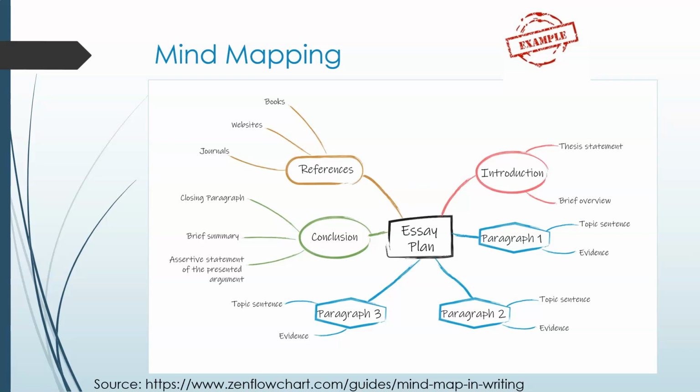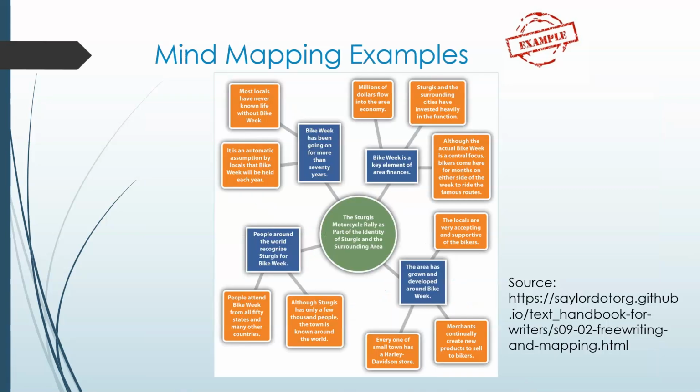While this mind map shows the skeleton of how you might plan out an essay, let's look at a somewhat different example that has the information filled in. You can see here that, as with all mind maps, the core idea is in the center, in this case, in a green circle. In this case, the person has already decided on their thesis, which is that the Sturgis Motorcycle Rally is part of the identity of Sturgis and the surrounding area.